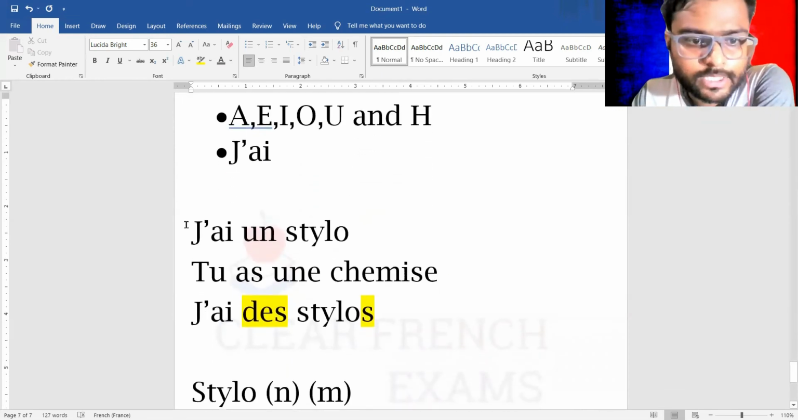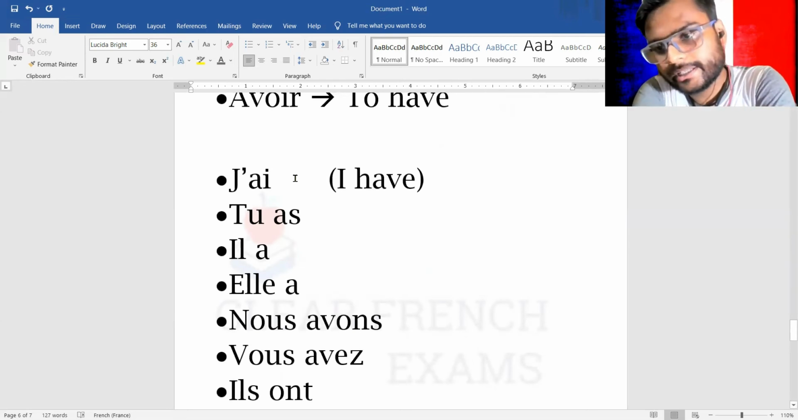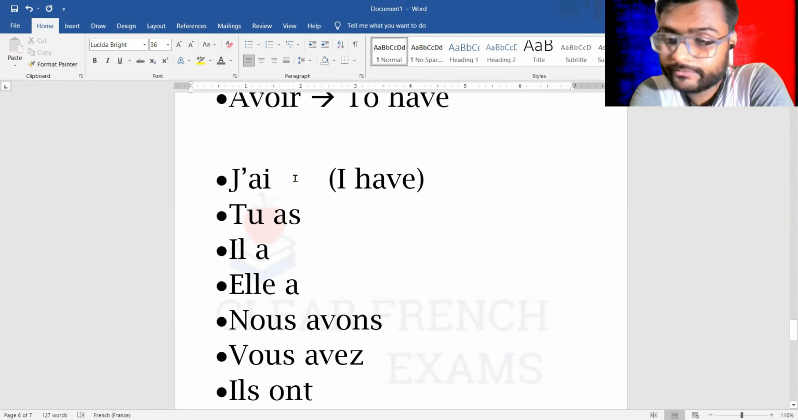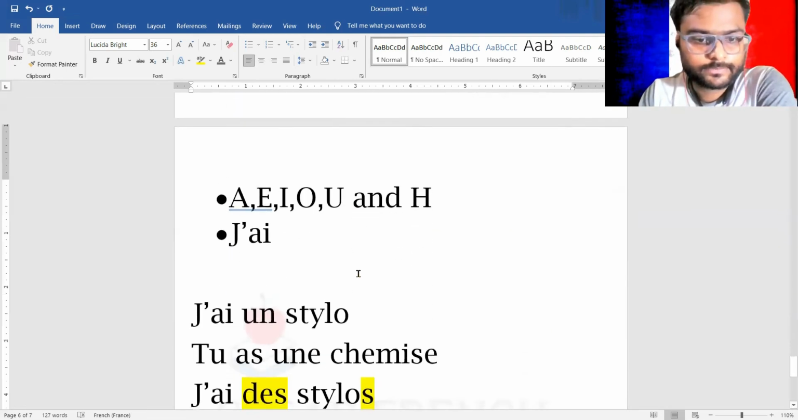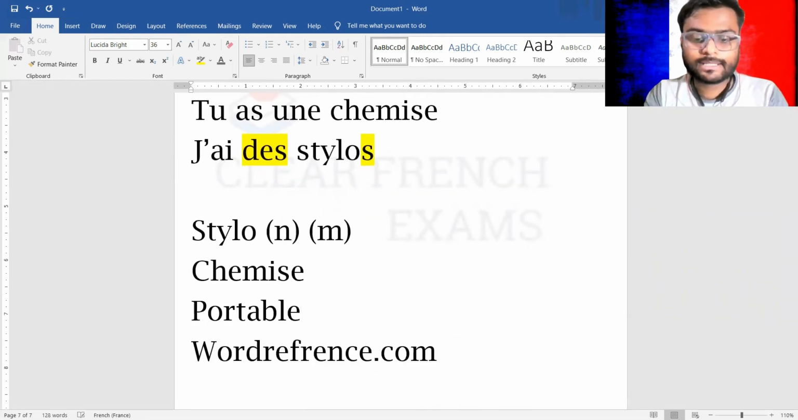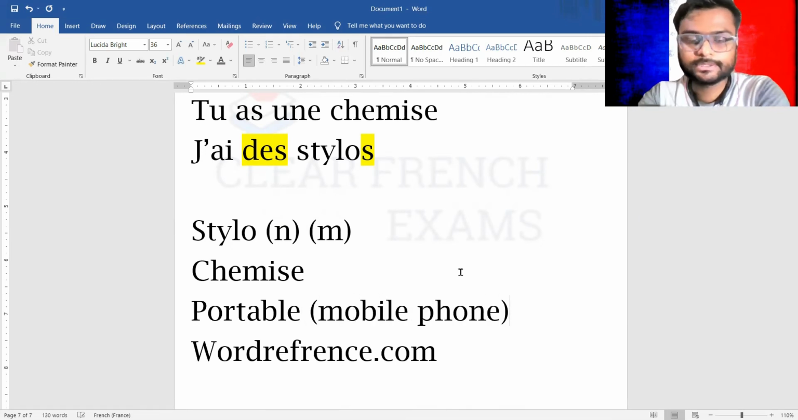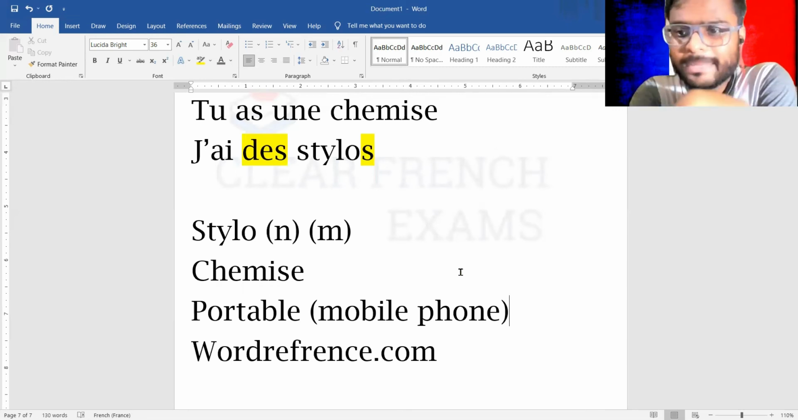So what you have to do is learn the avoir verb, and you will be able to speak about everything related to what you have in the French language. For example, let's say I have a telephone. J'ai un portable. All right, portable. Portable is mobile phone. J'ai un portable. All right. J'ai un téléphone. All right. J'ai un stylo, etc., etc. You can make sentences, guys.